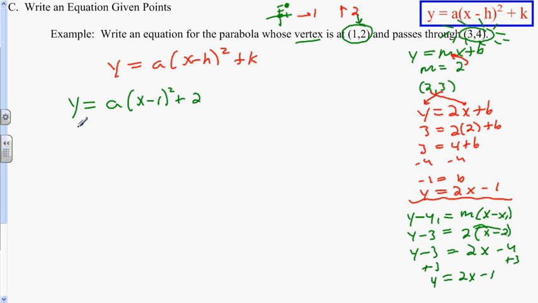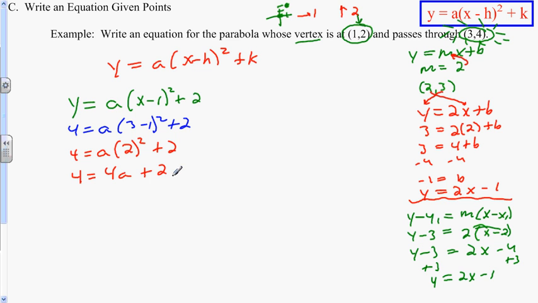We will plug in our x and y, which is 4 for y, 3 for x, and then we work through our PEMDAS, which is our order of operations. We'll get 4 equals A, 3 minus 2 is 2. We will square the 2, which will give us 4A plus 2. We want to solve for A. And then divide by 4. And A is equal to 1/2.